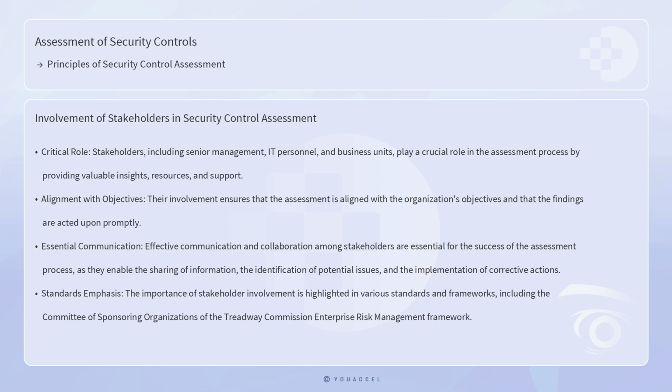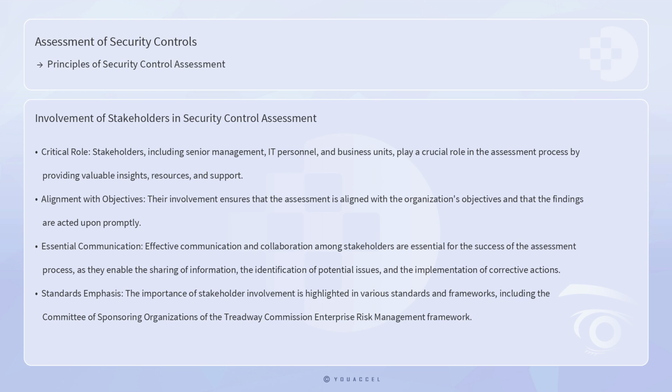The involvement of stakeholders is another critical aspect of security control assessment. Stakeholders, including senior management, IT personnel, and business units, play a crucial role in the assessment process by providing valuable insights, resources, and support. Their involvement ensures that the assessment is aligned with the organization's objectives and that the findings are acted upon promptly. Effective communication and collaboration among stakeholders are essential for the success of the assessment process, as they enable the sharing of information, the identification of potential issues, and the implementation of corrective actions.